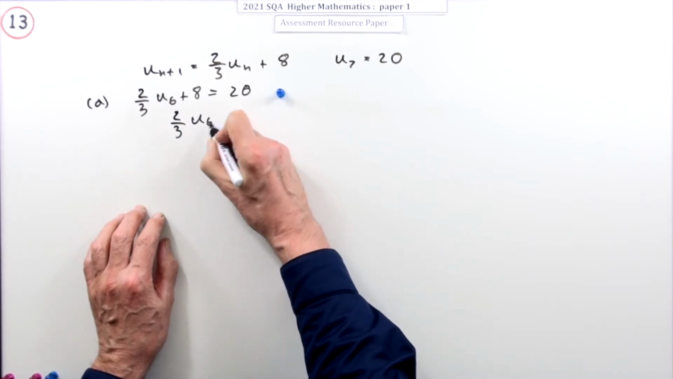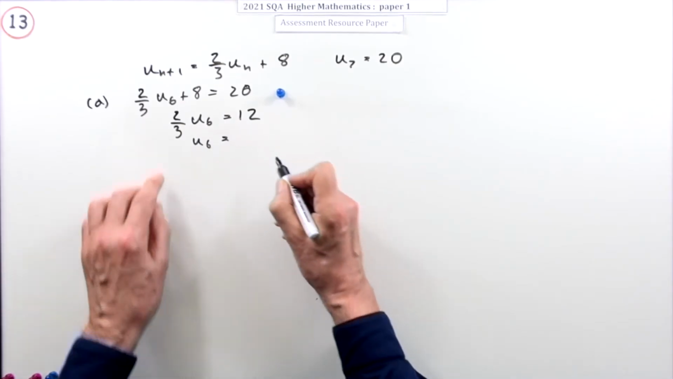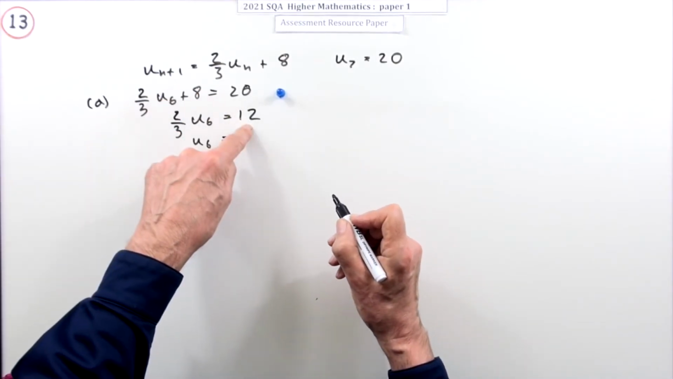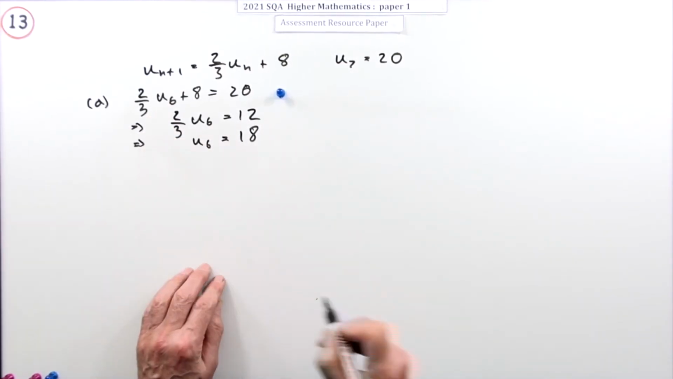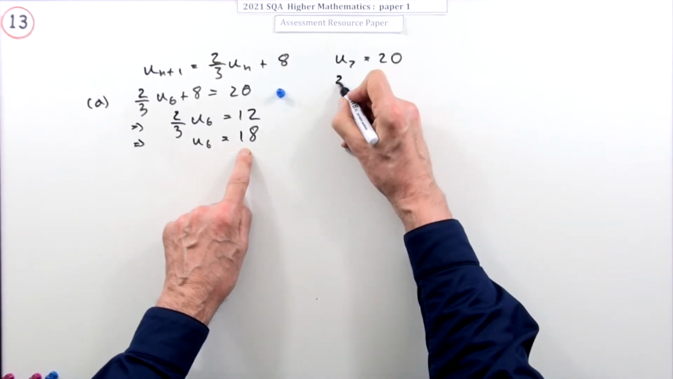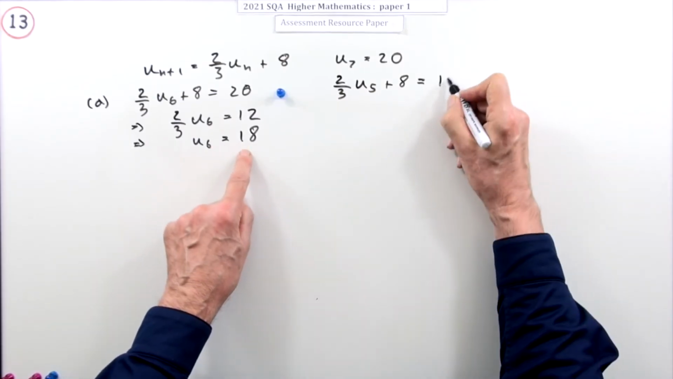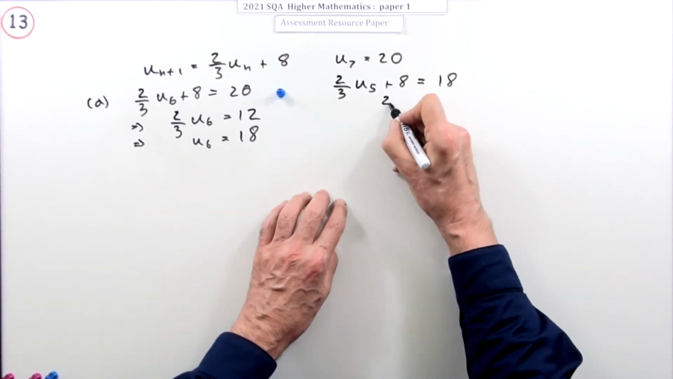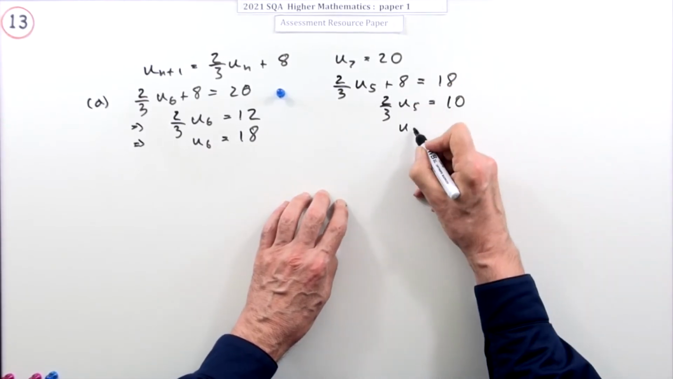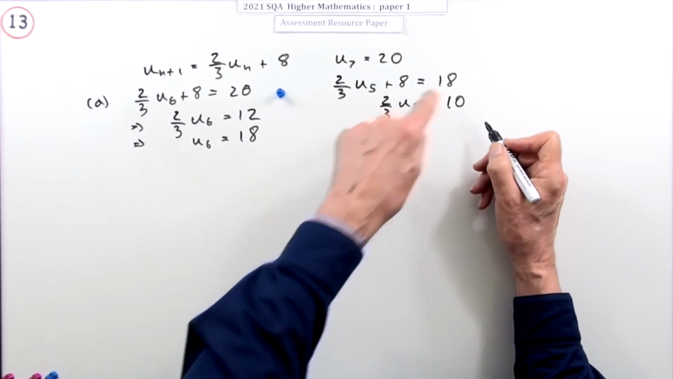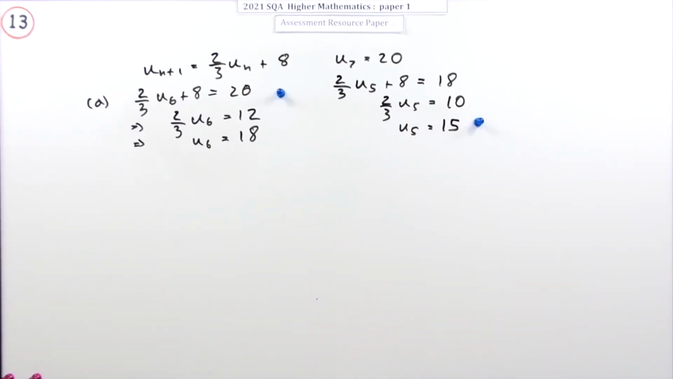Well, that means that 2/3 of U6, take the 8 across and subtract, that'll be 12. So that means U6 will be 3 times it divided by 2, so that's an 18. But I'm not finished. Now that I've got that, I can carry on and say, well, 2/3 of U5 plus 8 gave me the 18, because that was the U6. So now 2/3 of U5 would be, take the 18 across, is 10. So U5 will be, divide by the 2 is 5, times the 3 is 15. So there's my answer. U5 is 15.